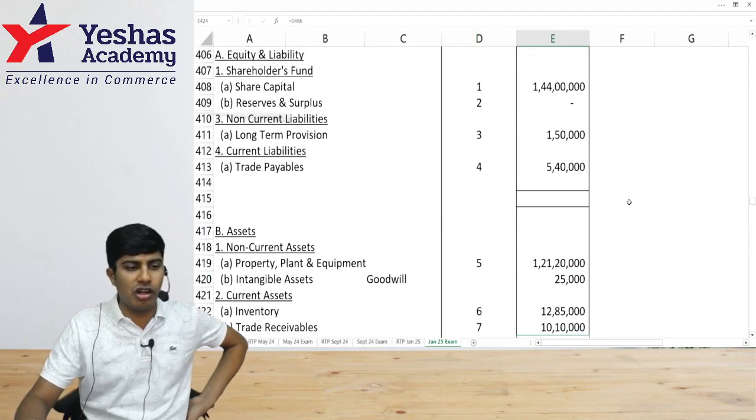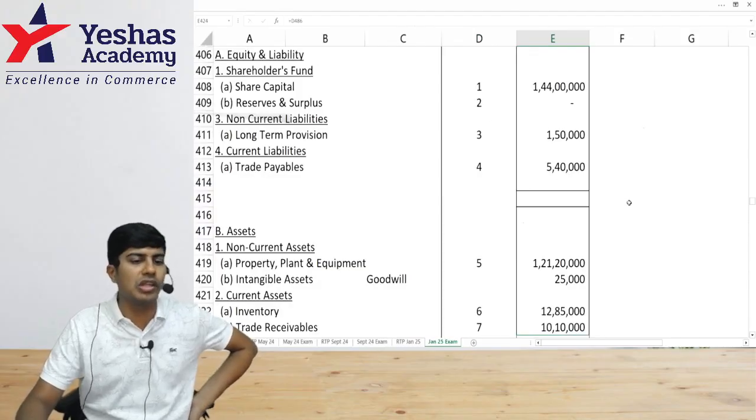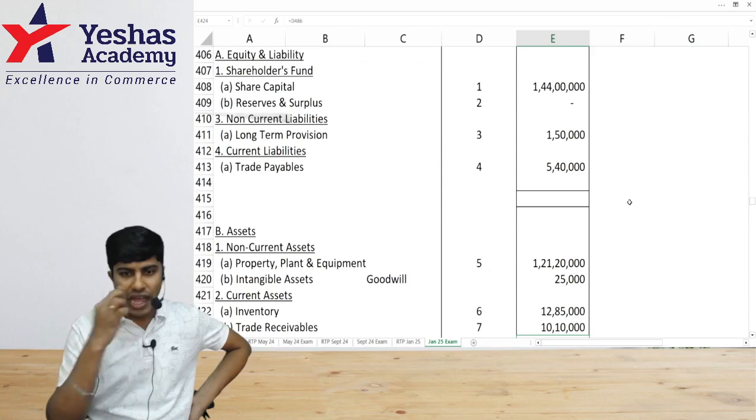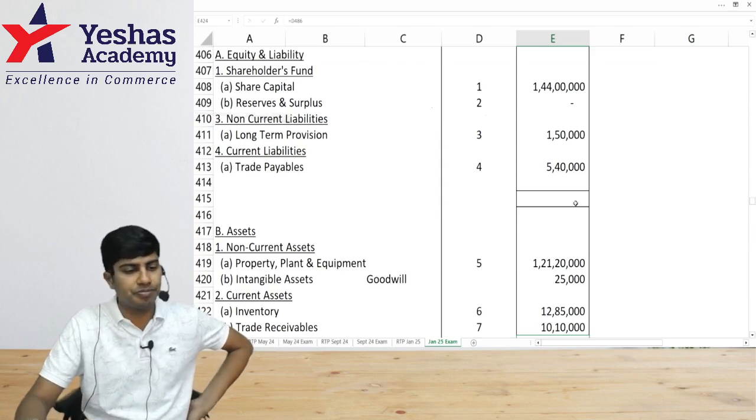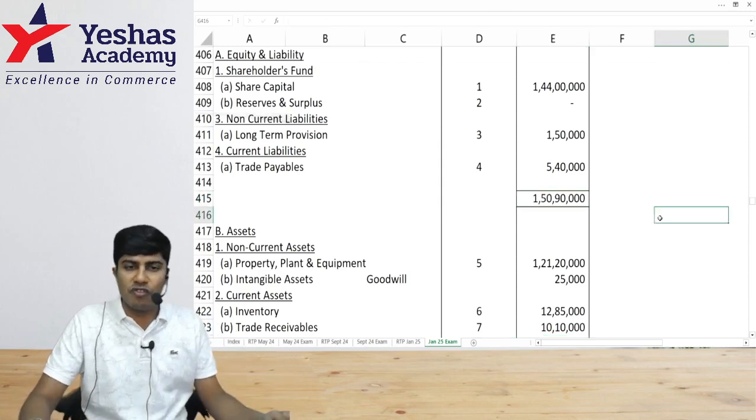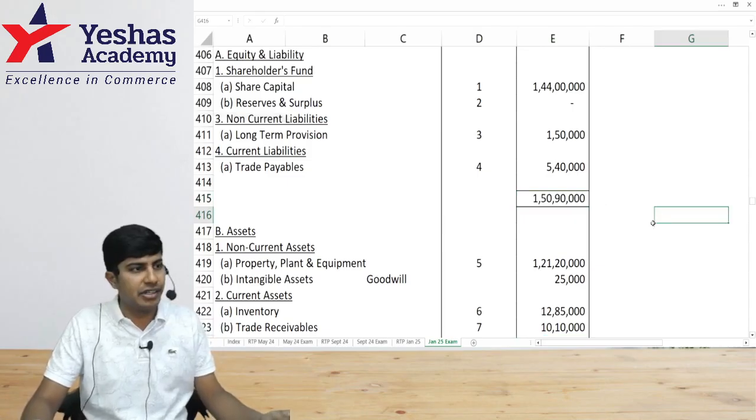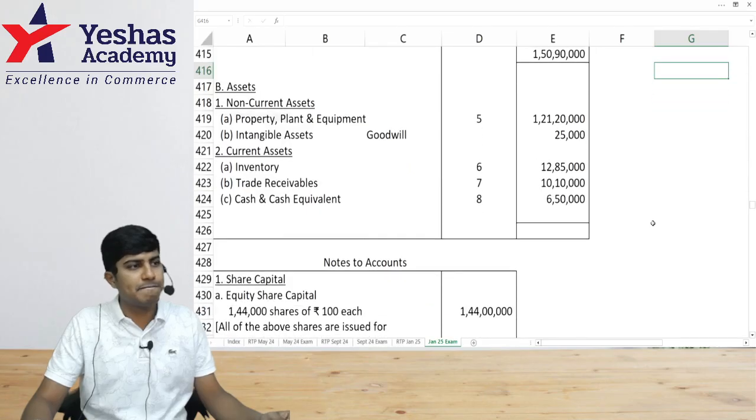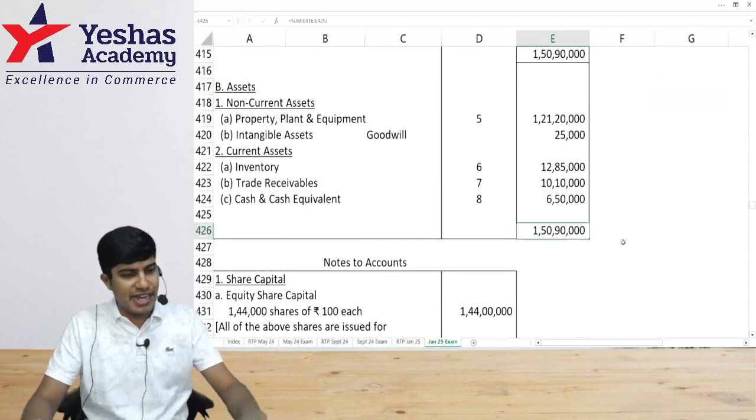Everything's done, my friend. All that we need to do is take the total. Take the total on the liability side. 1 crore 44 lakh plus 1 lakh 50 plus 5 lakh 40. 1 crore 50 lakh 90,000 on the liability side. Take the total on the asset side. 1 crore 50 lakh 90,000. That's the tallying of your amalgamated balance sheet. Okay.